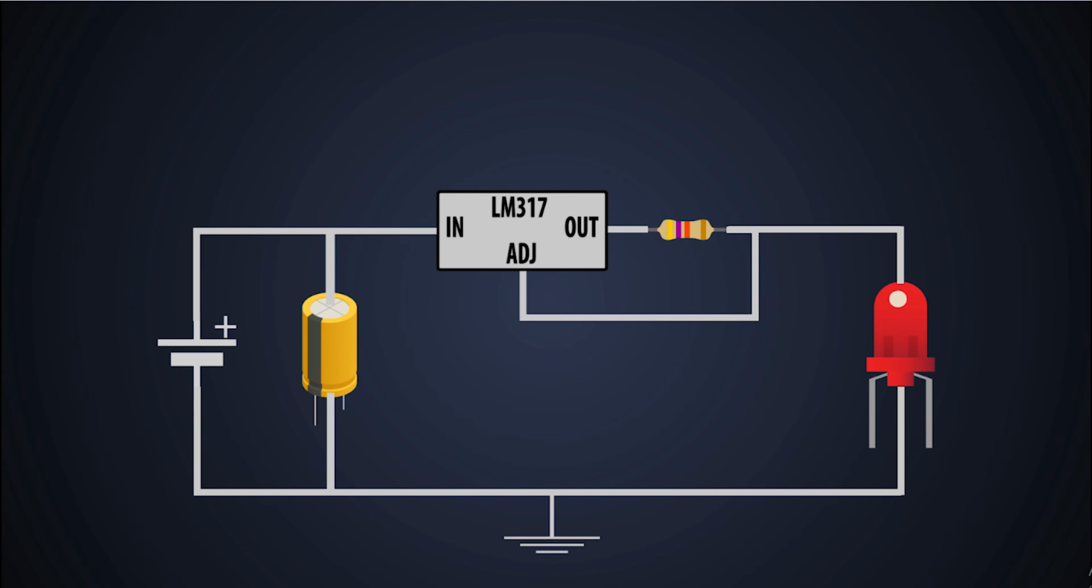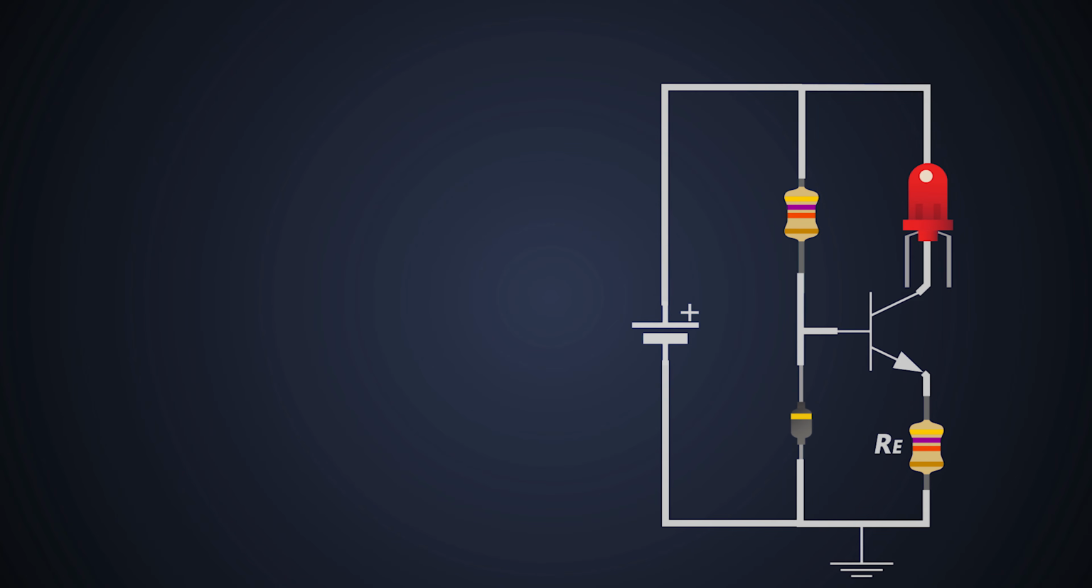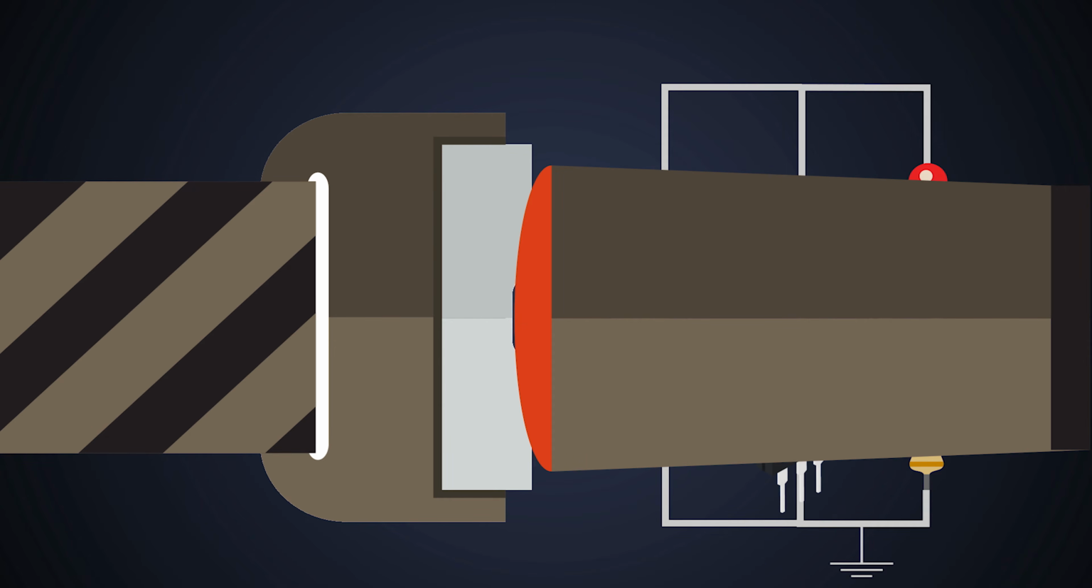Last time we had designed a current regulator using LM317 voltage regulator IC and a current regulator using a combination of transistor and Zener diode. This time we are going to design another current regulator using just transistors. So let's go for a ride.